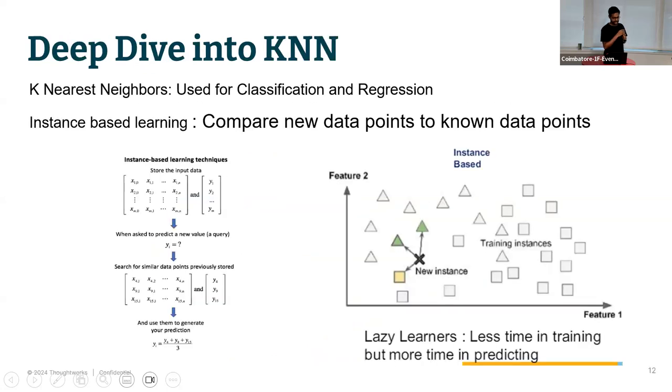K nearest neighbors is the algorithm used in a lot of instance-based learning. An example would be any recommendation system. For example, you watch a movie today, and a recommendation system can come up and suggest the new movie that you might like. These kinds of recommendation systems use KNN.